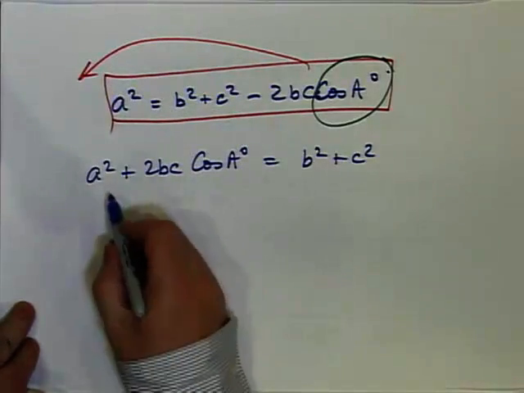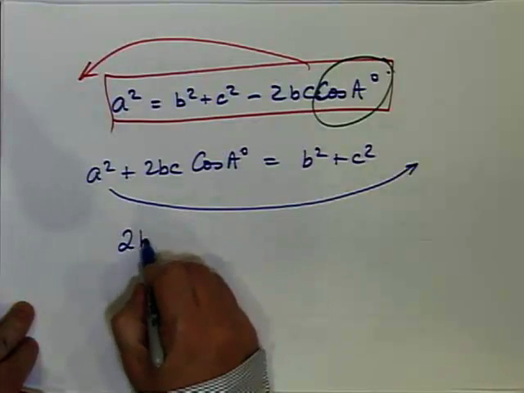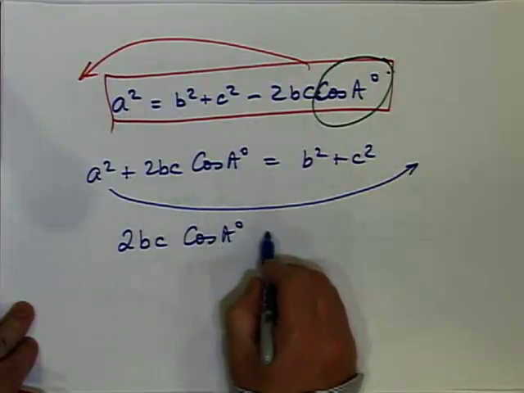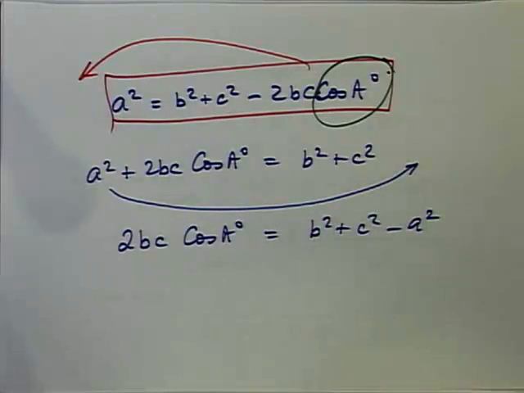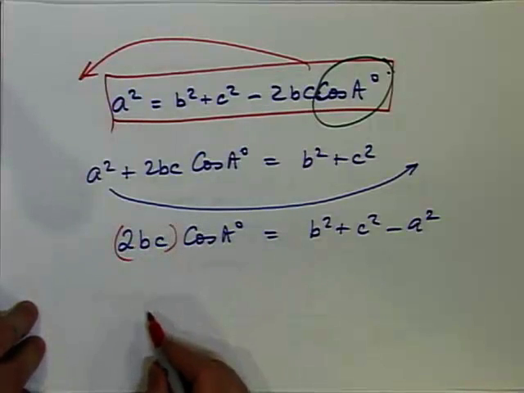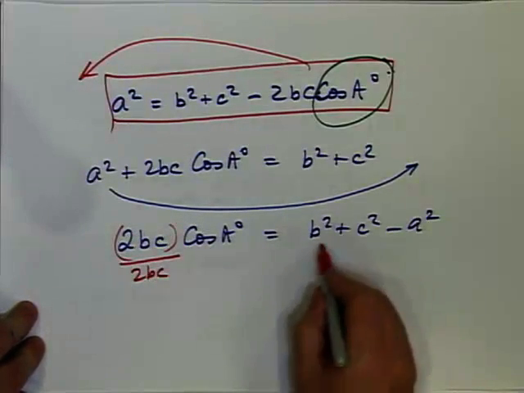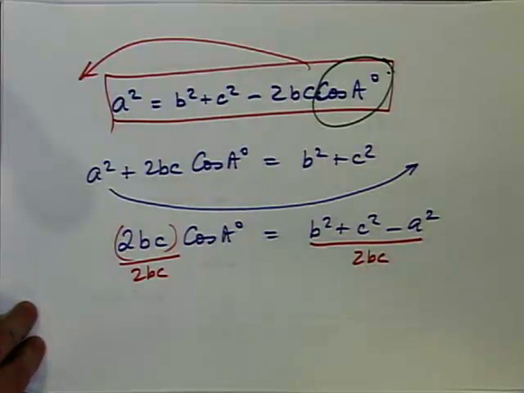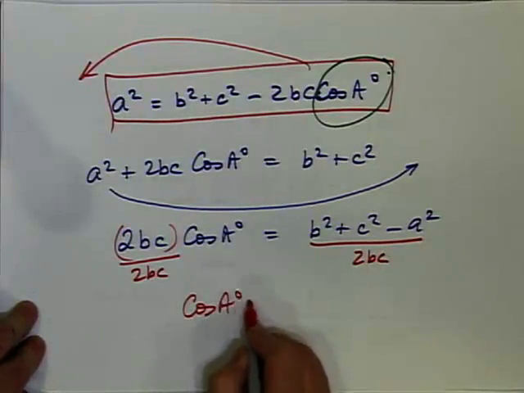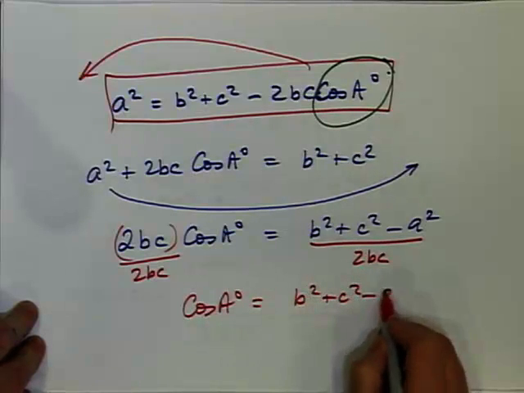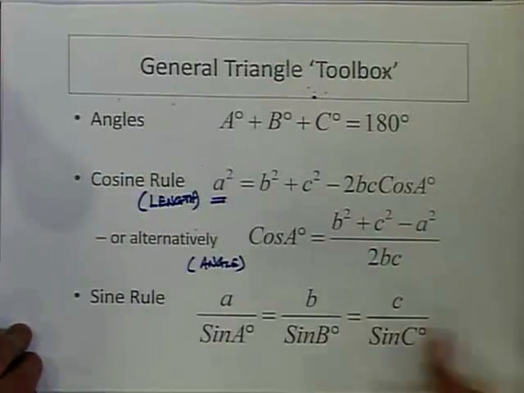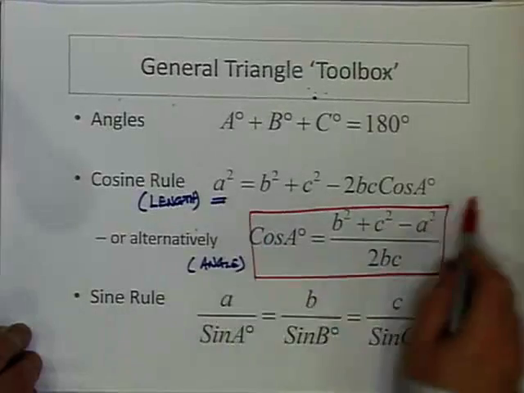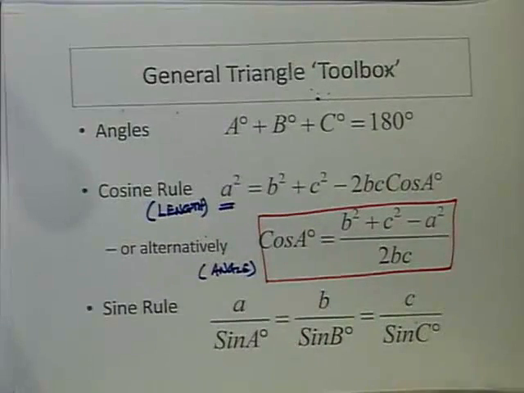Then I would take the a squared back to the other side, and I would say 2bc cosine A is b squared plus c squared minus a squared. And then I'd say, but that's just multiplication. So I divide by 2bc and divide by 2bc here. And I would say cosine A is equal to b squared plus c squared minus a squared over 2bc, which is the second part of the same equation. Is that okay? So even if you're only using one, you can turn it around into itself.